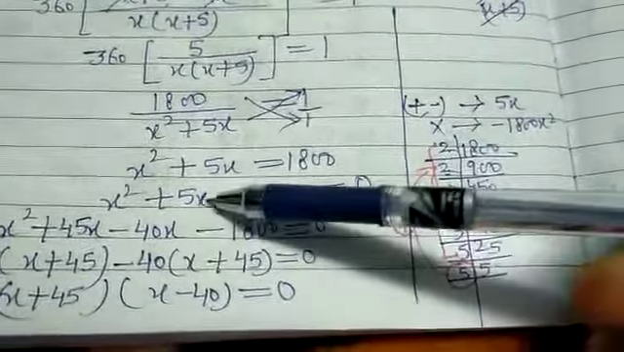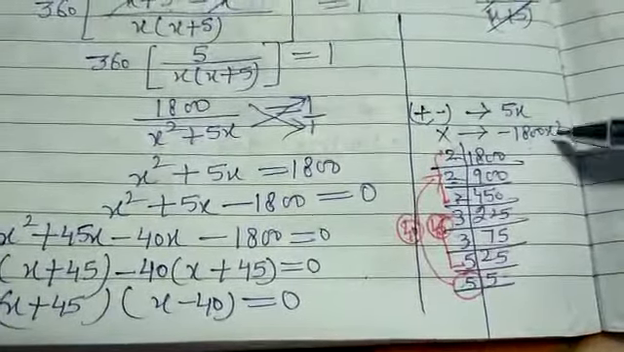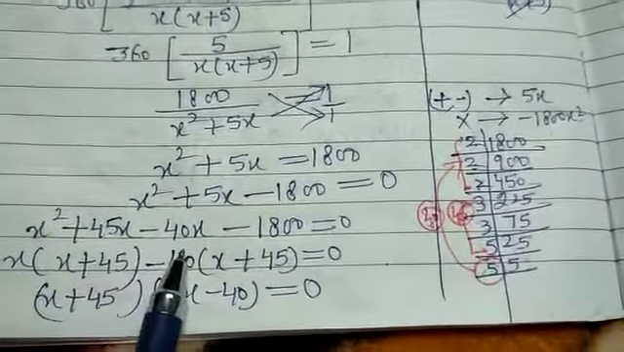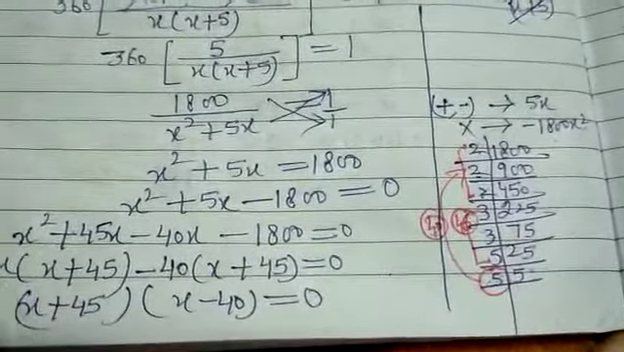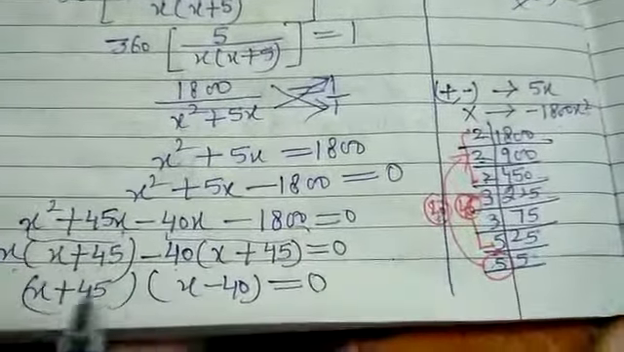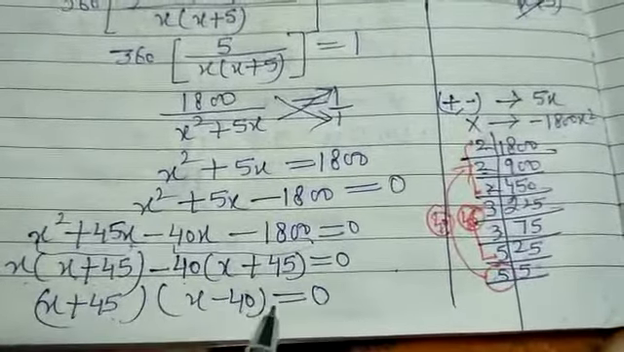When we subtract, the answer will be the middle term, that is 5x, and when we multiply, the answer is the product of the first and third term. So the middle terms are plus 45x minus 40x. Now the common from the first two terms is x, and the common from the last two terms is minus 40. So from here x plus 45 is the common factor. So it becomes x plus 45 into x minus 40 is 0.